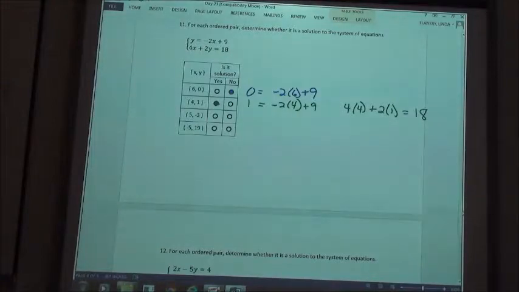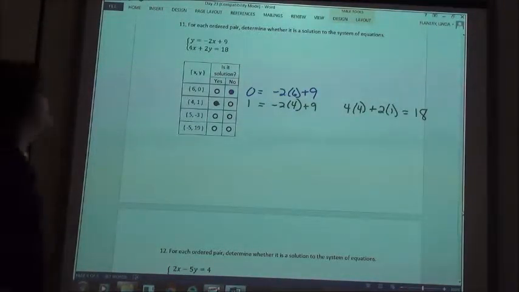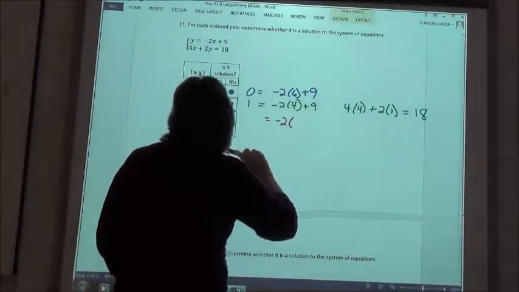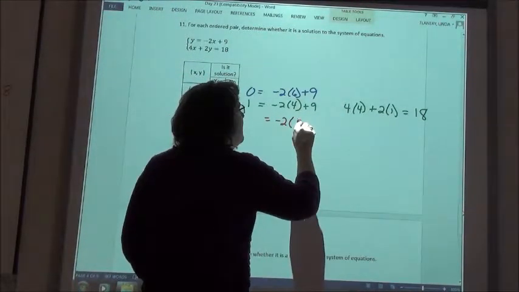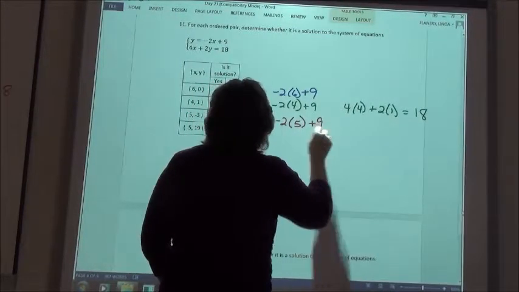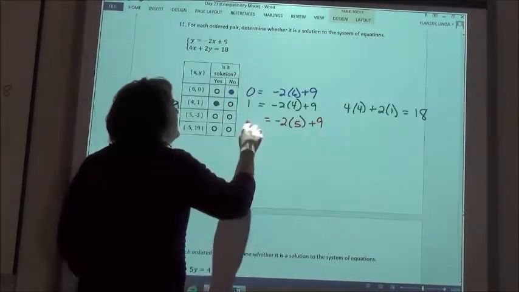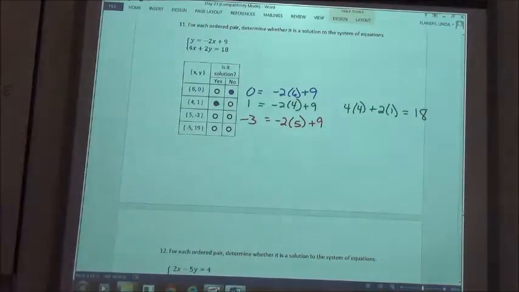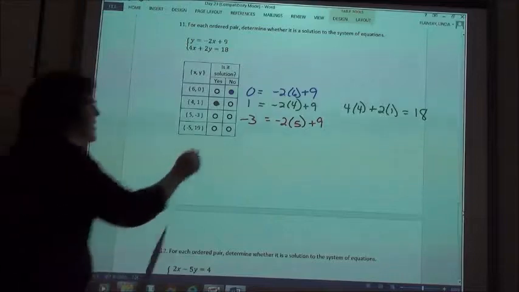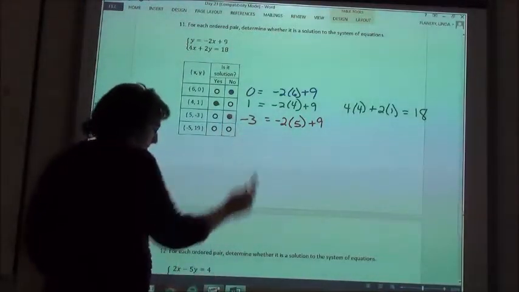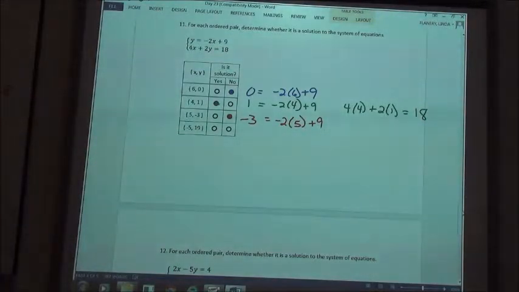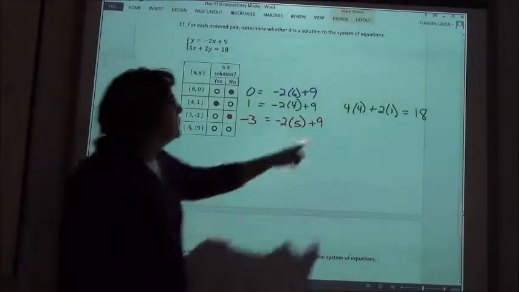So now we check the third point. So on the third point, negative 2 times 5 plus 9. Does that equal the minus 3 of our point? 1, no. Nope, so we can just say no. Oh, never mind. Okay, never mind. I got it.